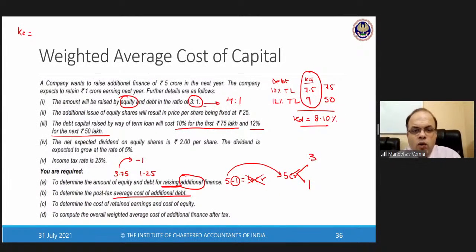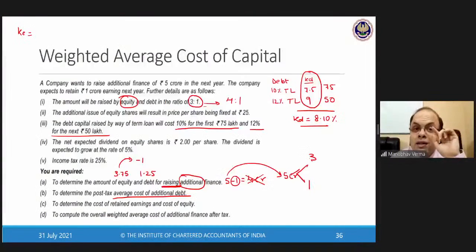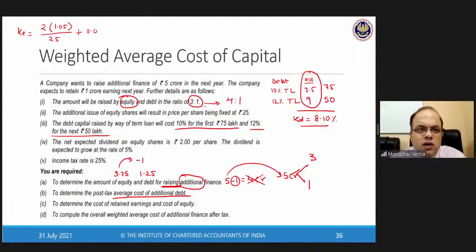Cost of equity, guys. Who will tell me? The net expected dividend on equity shares is 2. But we have to talk about the dividend expected for next year, D1. So that 2 rupees dividend is multiplied by 1.05. Then we look at the price of the share that is given as 25 in point number 2, right? And then we add the growth rate as well.